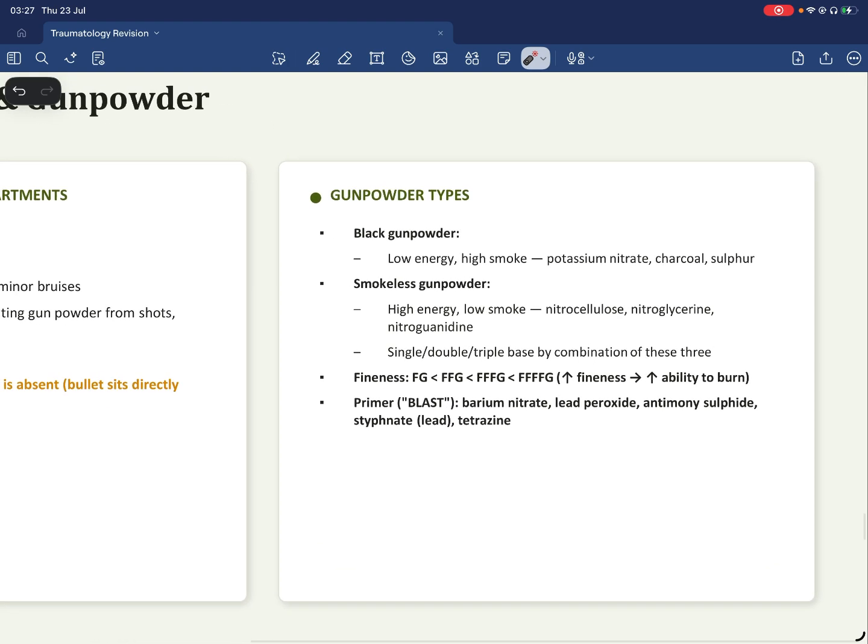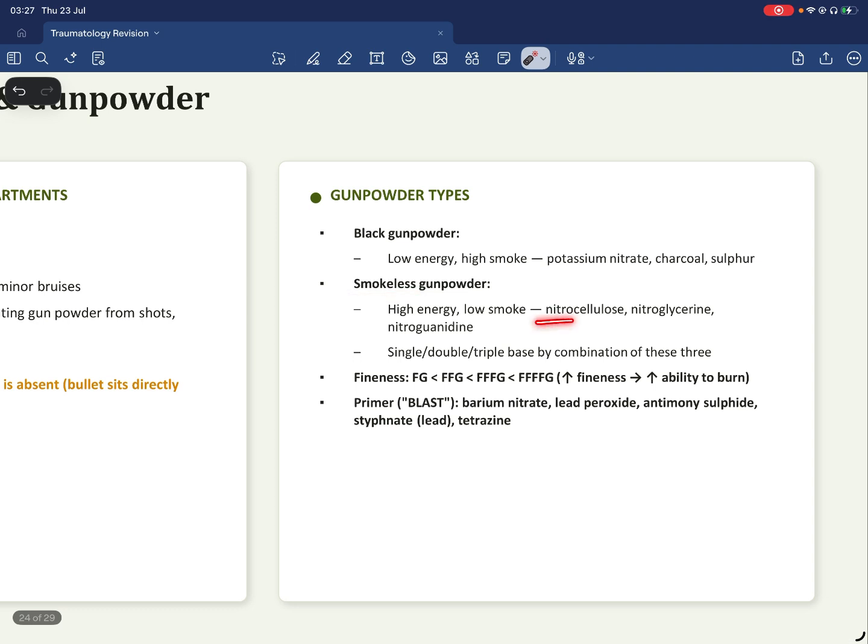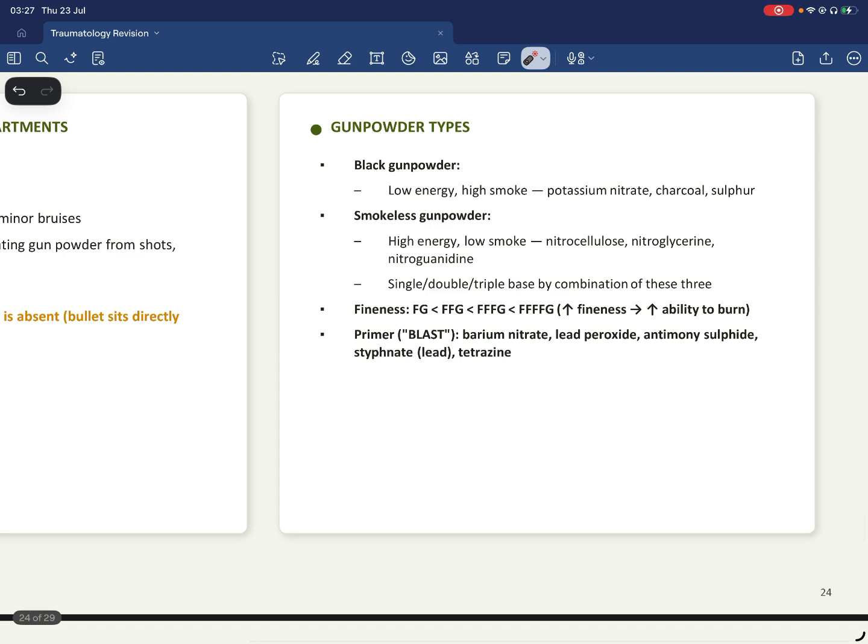Types of gunpowder. We have black gunpowder, which is low energy, high smoke. It is potassium nitrate, charcoal, and sulfur. Smokeless gunpowder contains nitrocellulose, nitroglycerin, and nitroguanidine. It is high energy and low smoke. Depending on the fineness, we have FG, FFG, FFFG, and FFFFG. The more Fs, the greater the fineness, which means increased ability to burn.